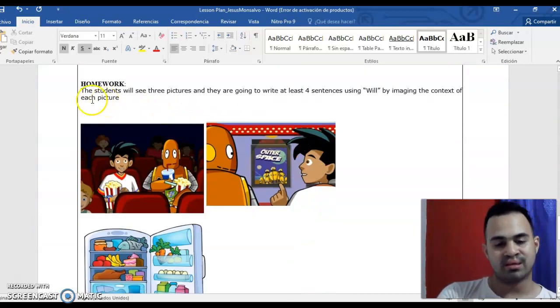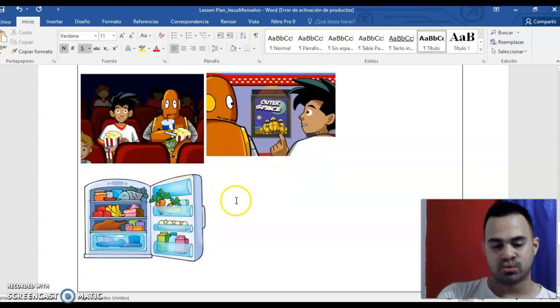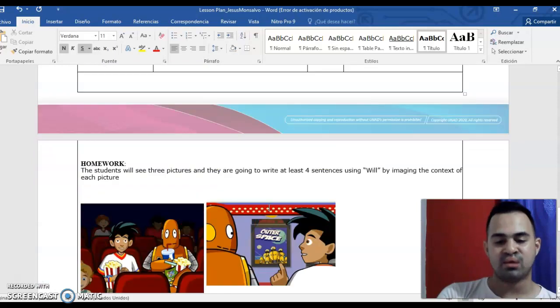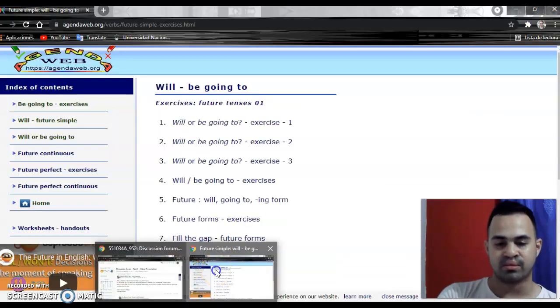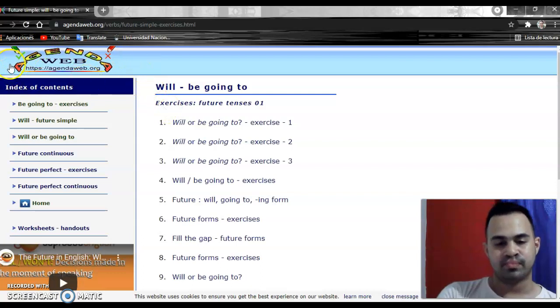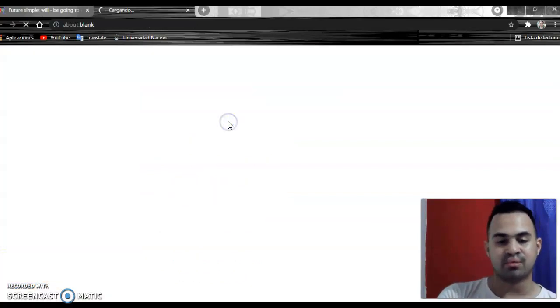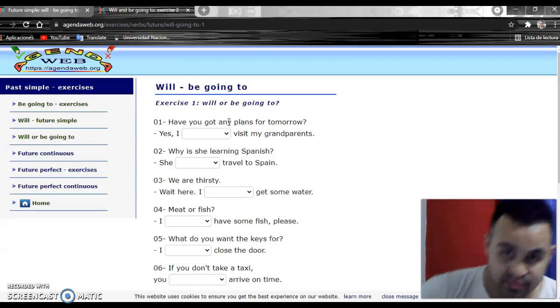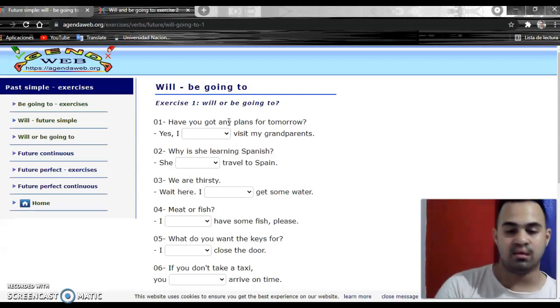The homework: the students will see three pictures and they are going to write at least four sentences using will, imagining the context of each picture. Those pictures, and the internet resource is the next one. This is Agenda Web, where we can see several exercises. This is a page that I really recommend because what we can see here is interesting.